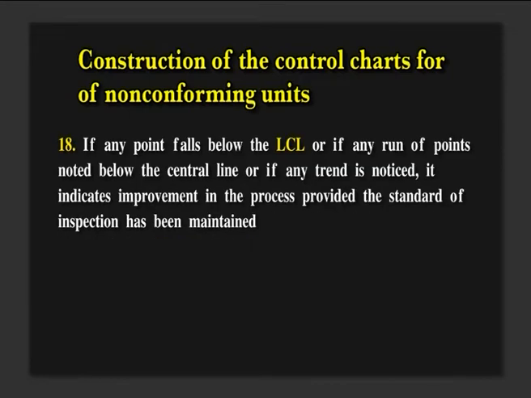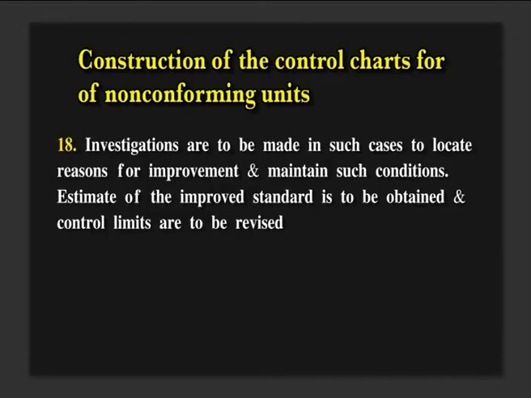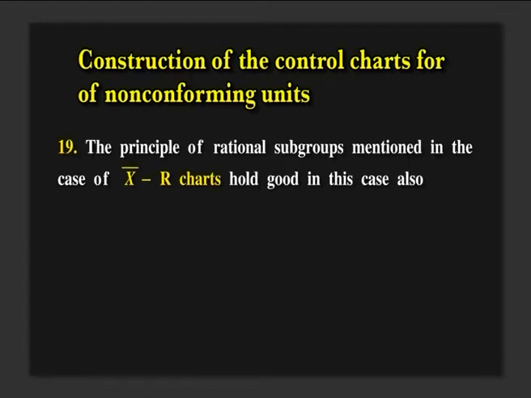Step 18. If any point falls below the lower control limit or if any run of points is noted below the central line or if any trend is noticed, it indicates improvement in the process, provided the standard of inspection has been maintained. Investigations are to be made in such cases to locate reasons for improvement and maintain such conditions. Estimate of the improved standard is to be obtained and control limits are to be revised. Step 19. The principle of rational subgroups mentioned in the case of X bar and R chart holds good in this case also.